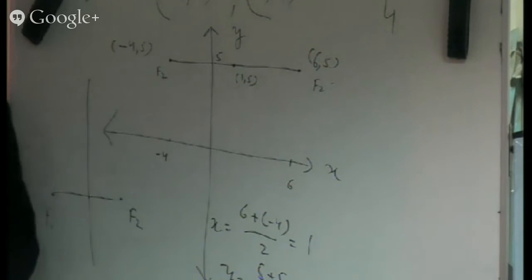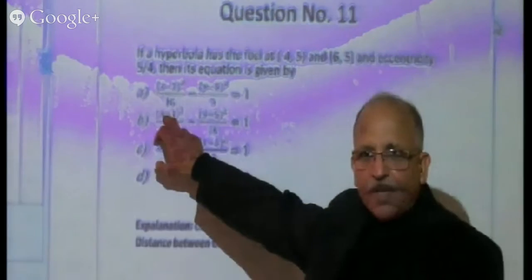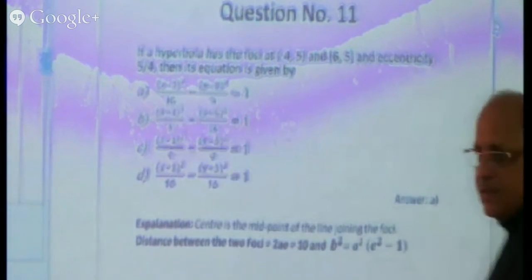Okay. Now let us read the question again. It says, what is the equation? So first of all, we should find out the midpoint of the two foci. That will be the center of the hyperbola, which we have obtained as 1 and 5. That means the equation will be of the type x minus 1 whole square upon something minus y minus 5 whole square upon something. That we have to calculate. That means we have yet to find a and b.